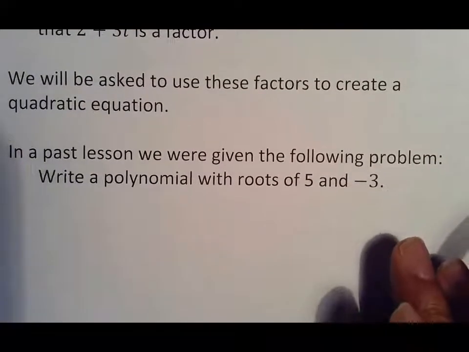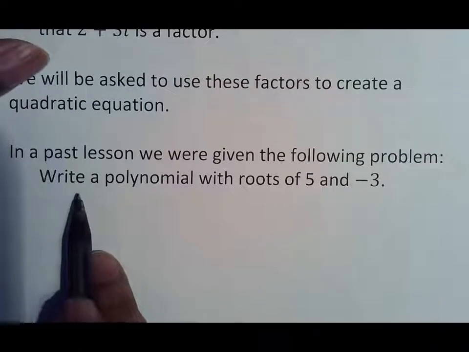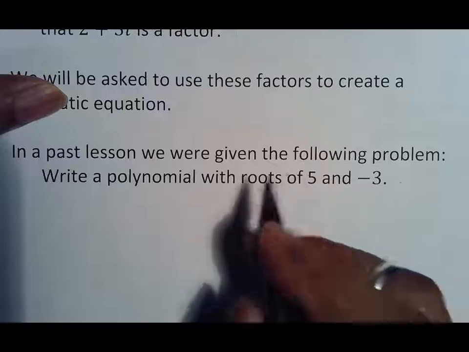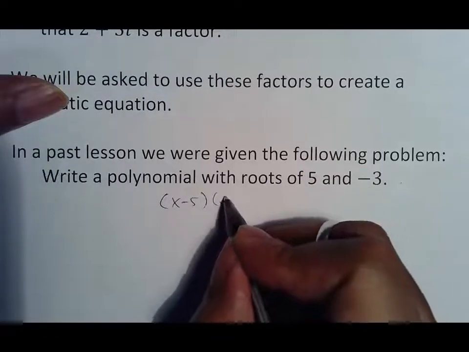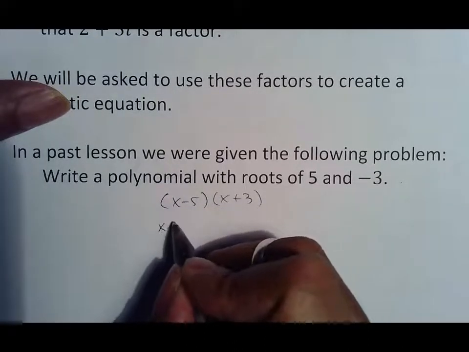In one of our past lessons, we were asked to do a problem like this. Write a polynomial with roots of 5 and negative 3. What we learned to do is say if the root was 5, then we put the opposite of 5 in parentheses. If the root was negative 3, then we put the opposite of negative 3 in parentheses. We multiply it out, x squared.